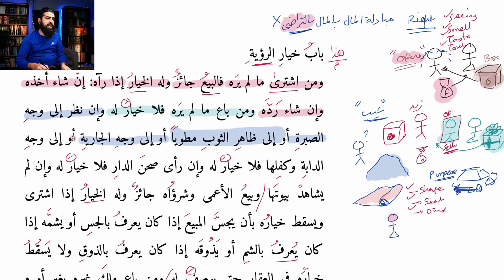Okay, أو إلى وجه الدابة وكفلها. You want to buy an animal, let's say you want to buy the animal for its meat, then you want to look at the health of the animal, which is seen in the face of the animal.